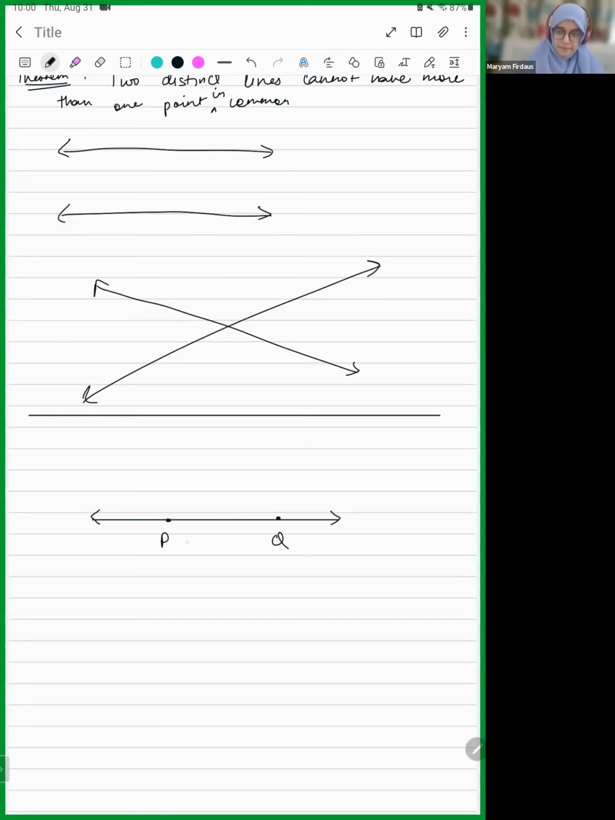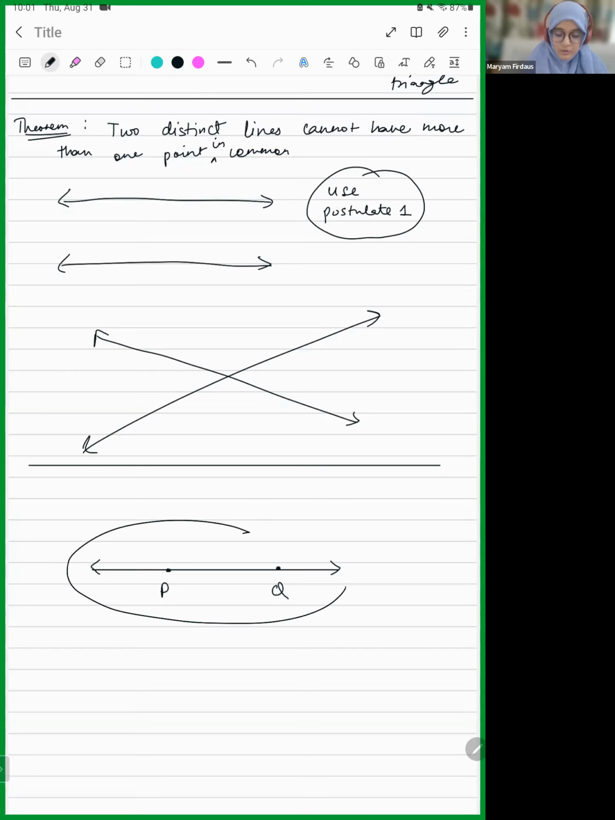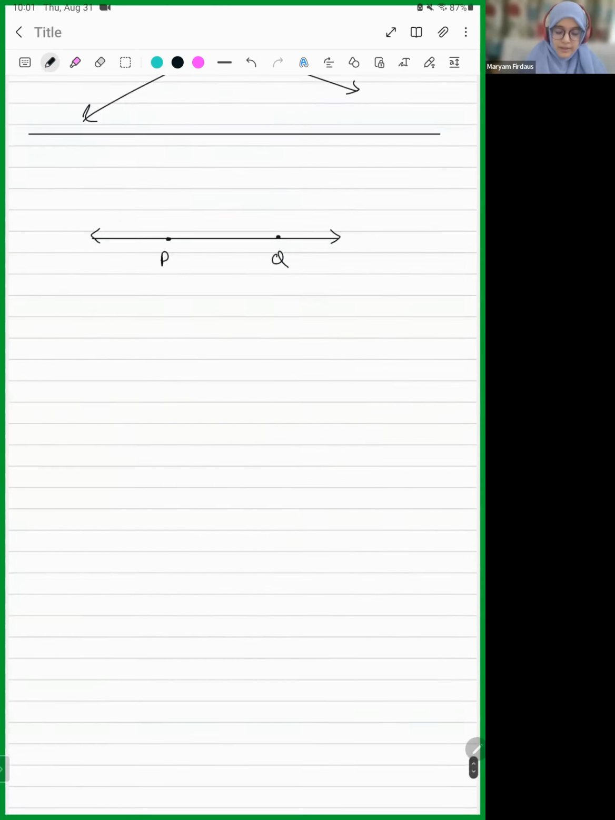Is this clear? Yes, ma'am. So for this, you need to use postulate 1. You need to use postulate 1 to disprove this, to say that if you take two points in common, then this will fail because of the first postulate. Okay. All right.